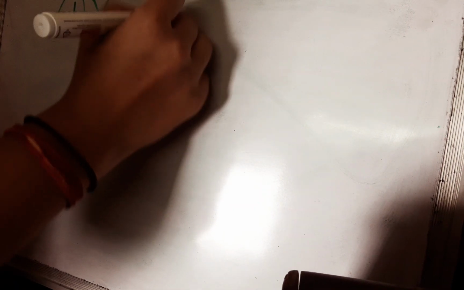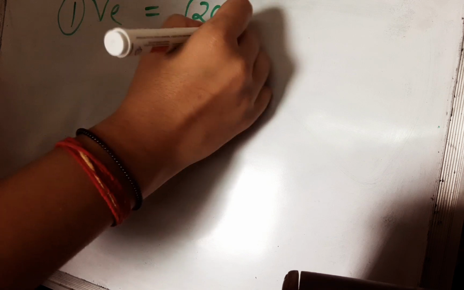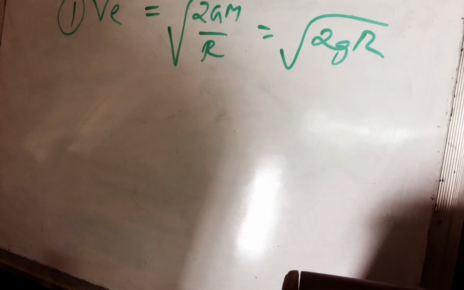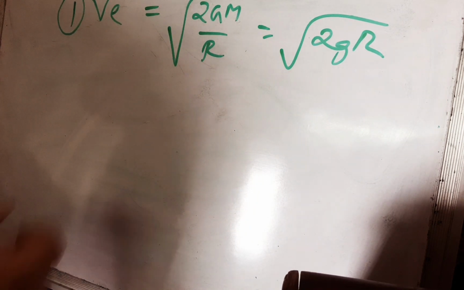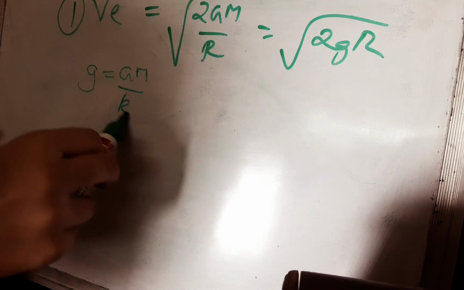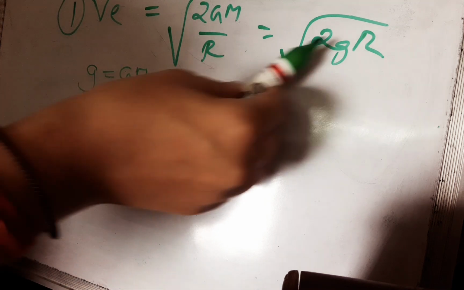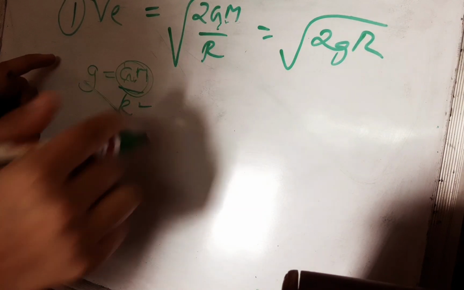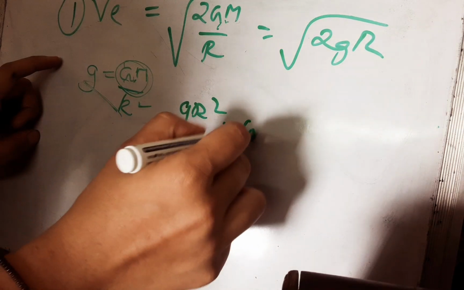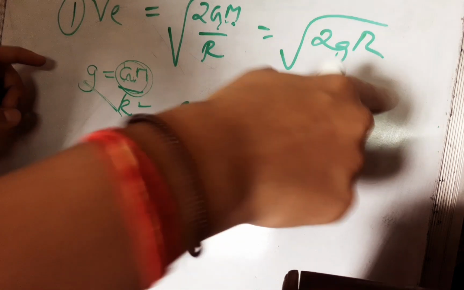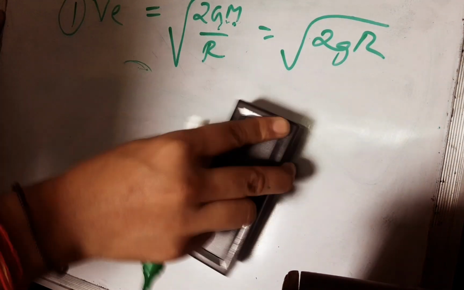The first case was escape velocity itself, that is equal to under root of 2GM upon R, and also it is equal to under root of 2gR. I told you how we got this 2gR. How we got this? Because g is equal to GM upon R square. So instead of GM, you put gR square here. GR square is equal to GM. So if you put this gR square here, one R will get cancelled, you will be remaining with gR, so that will be under root 2gR.